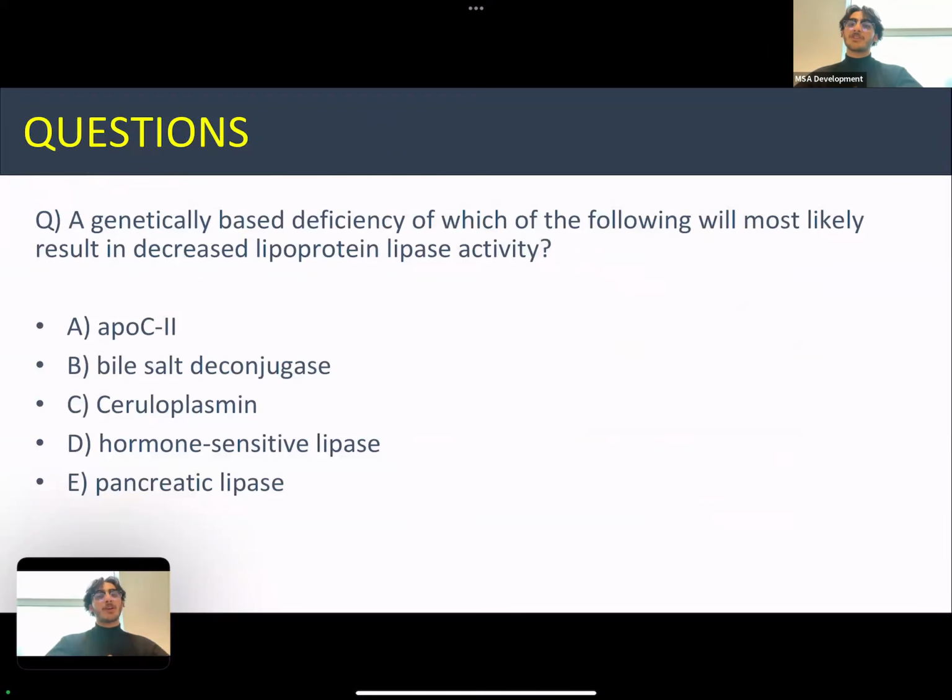Let's just go through a couple questions before we end off. A genetically based deficiency of which of the following will most likely result in decreased lipoprotein lipase activity? Another way to word this question would be, which of the following is an activator of lipoprotein lipase? And the answer, of course, would have to be ApoC2 on the chylomicron surface.